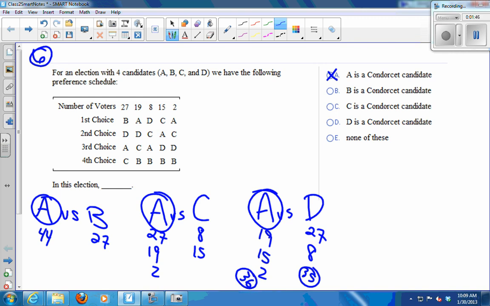Yeah, and check that one. That's a good way. Yep. And if you hadn't come across that, you could have just checked all of them. Do all of A's matchups, all of B's matchups, all of C's matchups, all of D's matchups. So it'd take a long time, but you could just do them all and see if anybody's undefeated.